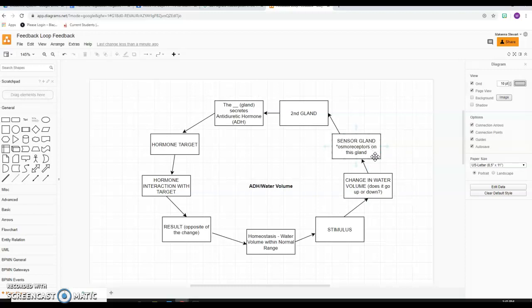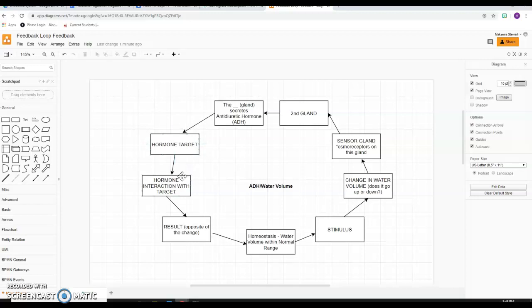Then the sensor gland. What gland, with osmoreceptors, will detect the change in water volume? This gland will signal a second gland. The second gland secretes antidiuretic hormone. That's our hormone in this feedback loop. Antidiuretic hormone will target what organ? Again, that's right there in your hormone axis, or axes.